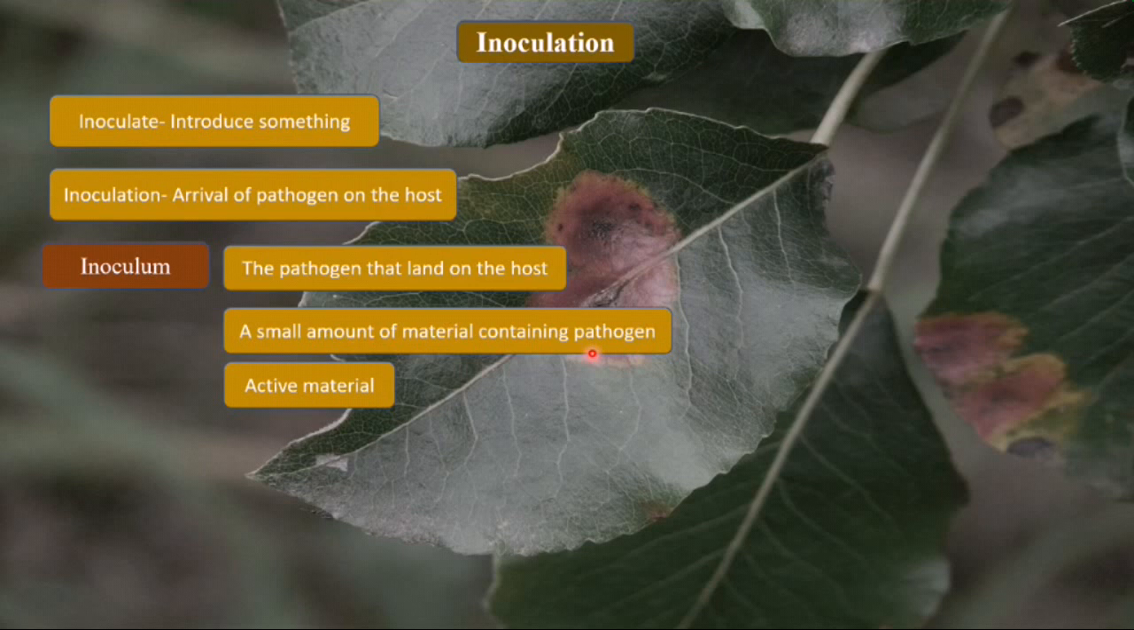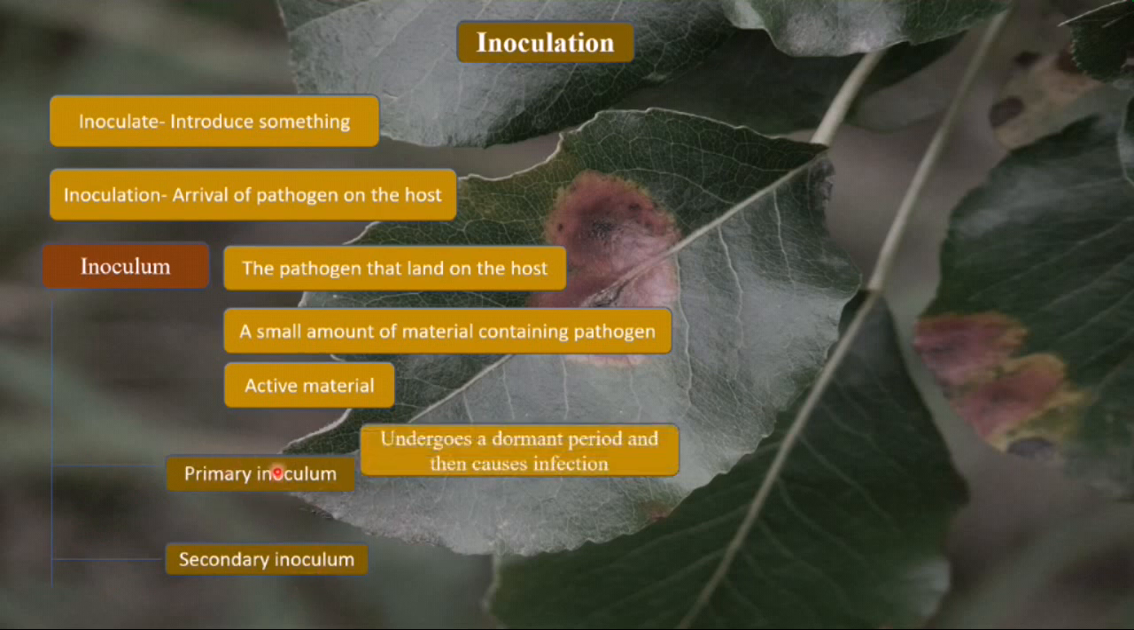So possibly it could be spores, right? It could be mycelium, hyphae of fungi, it could be bacterial cells. So this is called inoculum. It should be an active material, right? So inoculum is actually the pathogen which arrives on the host, and this process is called inoculation, right? Now this inoculum can be of two types. This is primary inoculum and secondary inoculum.